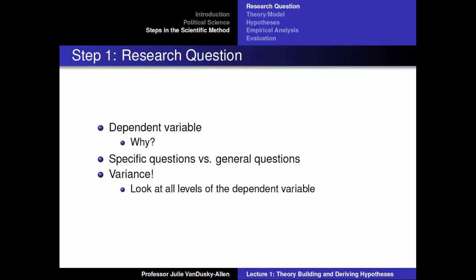Note that this question is a general question, not a specific question. In this case, we want to know why states go to war in general, not why a specific set of states went to war. In the scientific process, we are interested in creating general theories that apply to many outcomes, as opposed to trying to explain specific outcomes. In addition, note that the question focuses on many levels of the dependent variable. Instead of just asking why states go to war, we also want to know why states don't go to war. It is very important to look at all levels of the dependent variable when trying to explain why variations in the dependent variable occur.